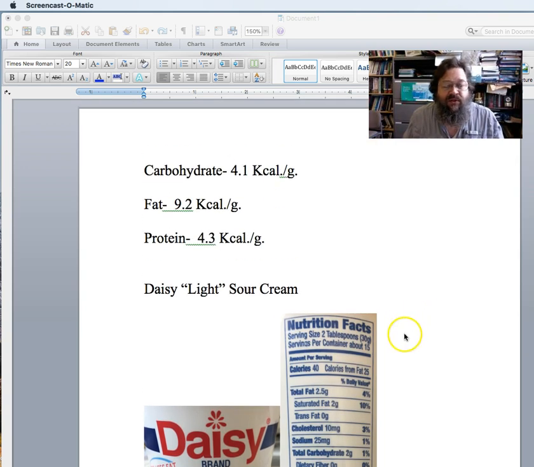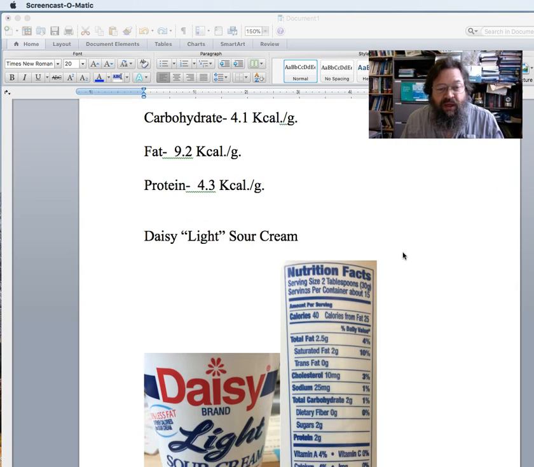Now, one of the things that you need to know going into this is that carbohydrates and proteins have far fewer calories per gram than fat does. Fat has more than twice as many calories per gram. It is more calorie dense than carbohydrate or protein. And that's one of the reasons why I like to have students calculate the percentage of calories from carbohydrate, fat, and protein.